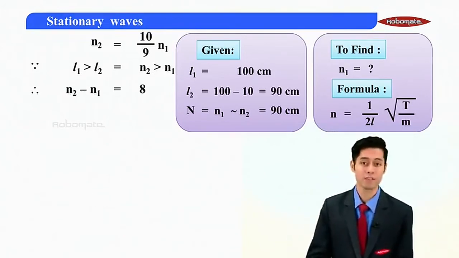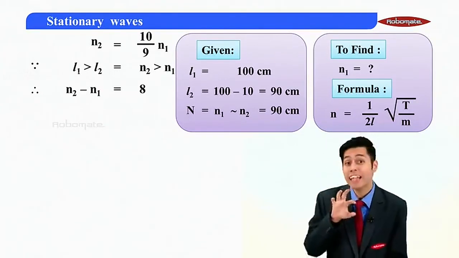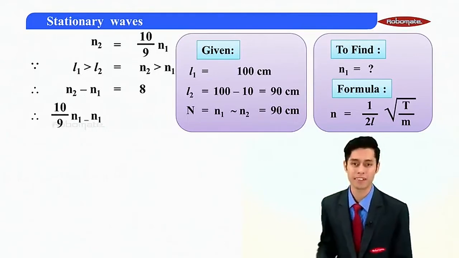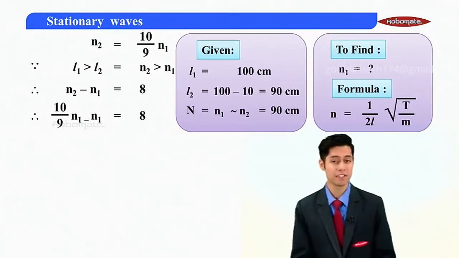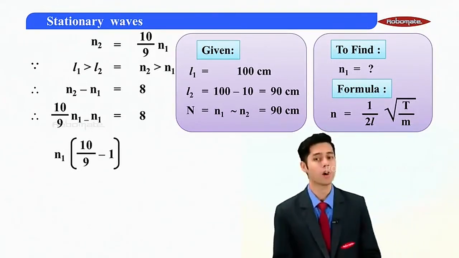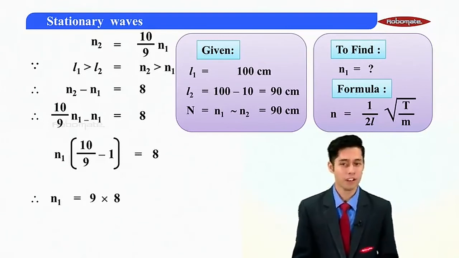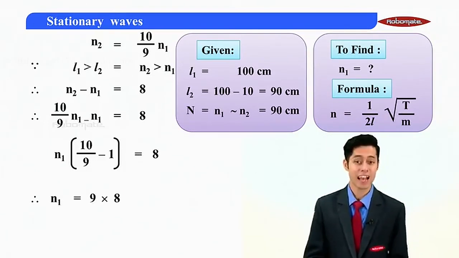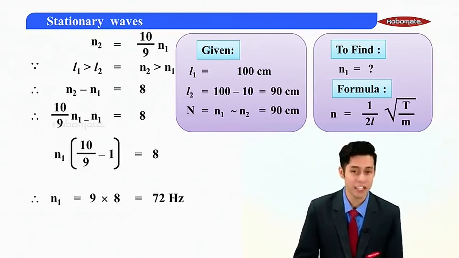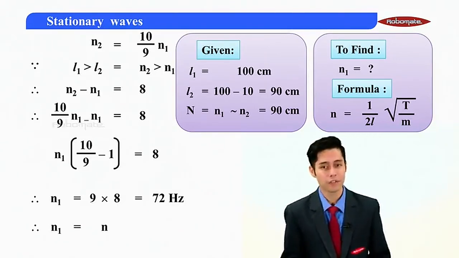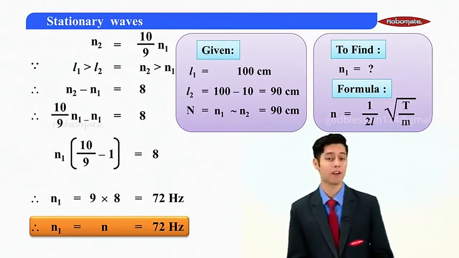So N2 minus N1 comes out to be 8. Now students, we know the value of N2. What is the value of N2? 10 by 9 N1. Can I take that value and substitute in this equation? Yes students, I can. So that will be 10 by 9 N1 minus N1 which is equal to 8. Now when I take N1 common, it comes out to be 10 by 9 minus 1 which is equal to 8. And on solving this, I get N1 as 9 multiplied by 8. The answer comes out to be actually 72 Hertz. So the frequency of the tuning fork will be 72 Hertz, which is the frequency of the first length of vibration as well.